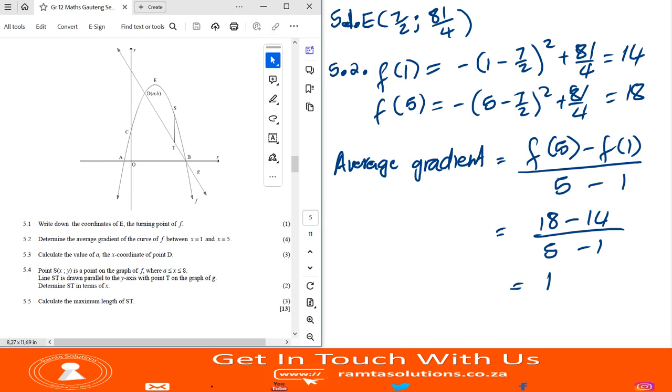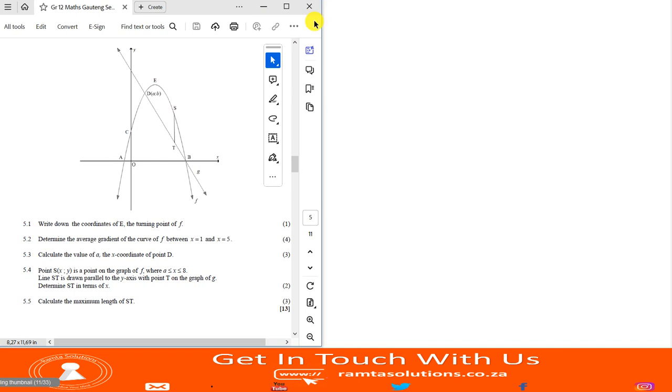Now, let's proceed to 5.2. It says determine the value of a, the x coordinate of D. Cool. So as you can see, D is basically the point of intersection between g and f. What does it mean? It means f of x is equal to g of x. These are points of intersection.